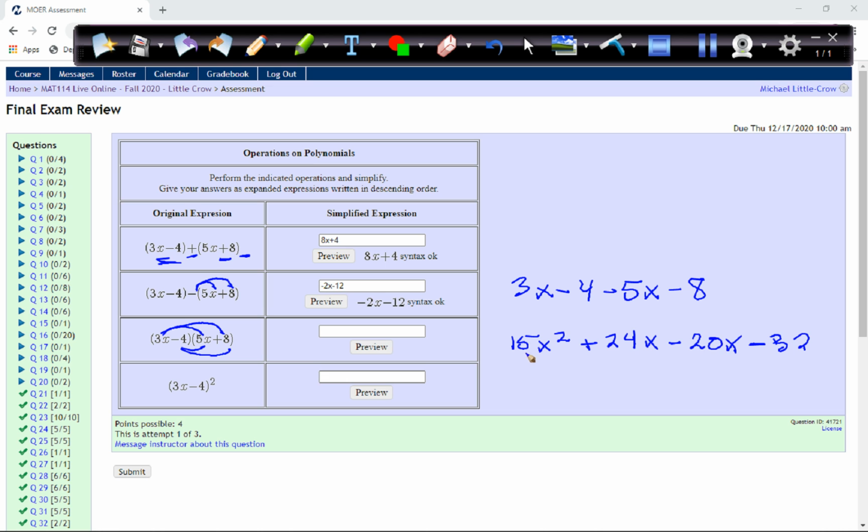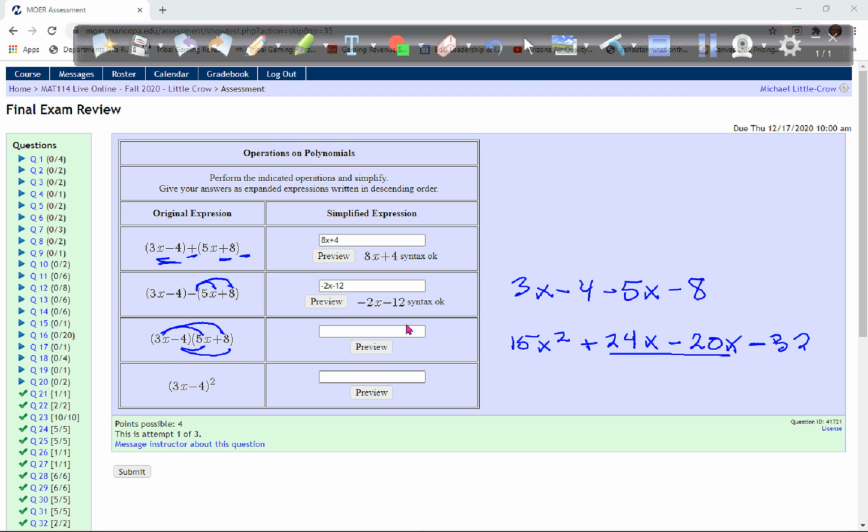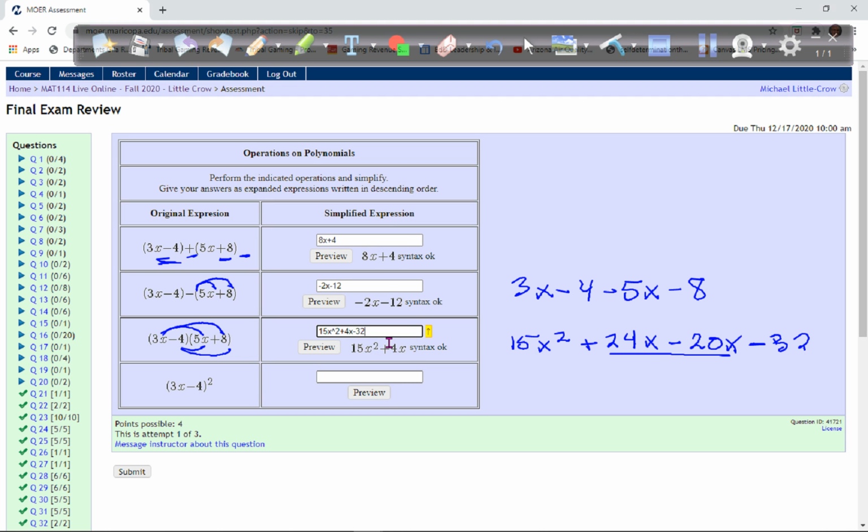Okay. So 15x, we can combine these. 24 minus 20 is positive 4x minus 32. Just type that in. 15x, not x, it's x squared, not x to the x, plus 4x minus 32.